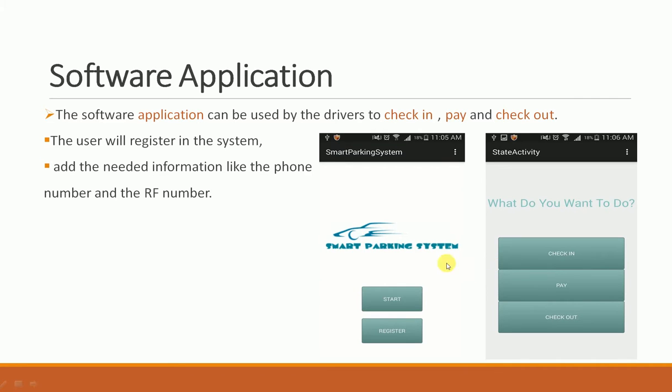Software application. This application can be used by the drivers to check in, pay, and check out. The user will register in the system and add the needed information like the phone number and RF number. This is the smart parking system application, starting with register. In check-in, there are three main states in the state activity: check-in, pay, checkout.